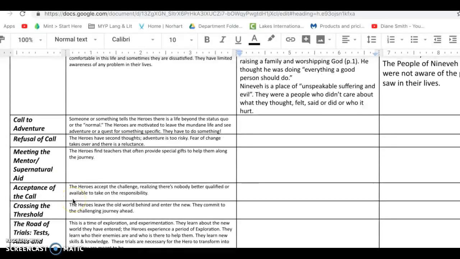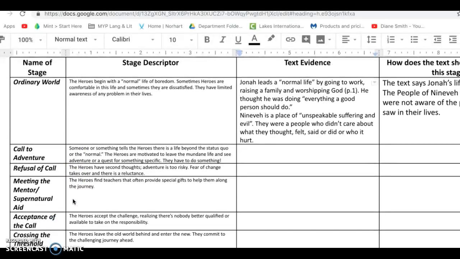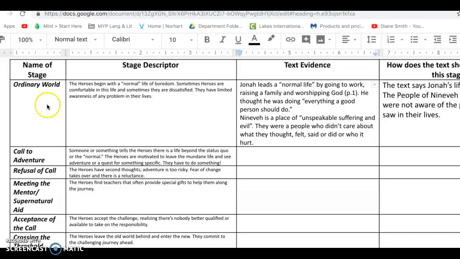Okay, this is the story map we're going to be using. And just like the others, we have the name of the stages over here. And I've provided a description of each stage to help you figure out where you are in a particular story that we will read or a particular story we will view.